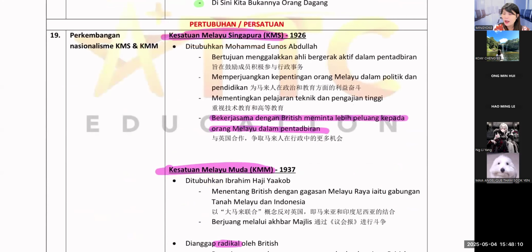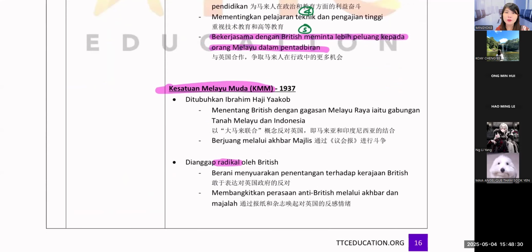Then we have Organization Association, KMS. KMS basically was introduced by Muhammad Yunus Abdullah. The purpose is to be active in our government administration, fight for their political rights, education, technical learning, and higher education. And basically, they worked with the British to take opportunity. But KMM is very radical. They were led by Ibrahim Yaakob. They went against the British to get Melayu Raya, combining Tanah Melayu and Indonesia together.